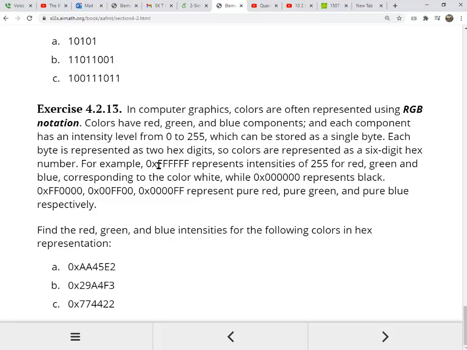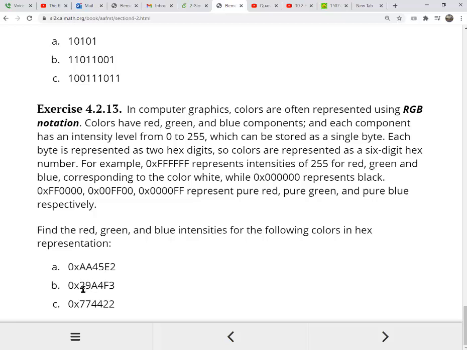Okay, so when you see this representation here, the first FF represents the red level, so it's a number from 0 to 255. The second FF represents the green level, and the third represents the blue level. Now I could have different hex representations. So here I have AA45E2. I can tell by looking at this that the red level is fairly high, the green level is fairly low, and the blue level is actually even higher than the red level. So this is probably a purple color, kind of bluish purple.